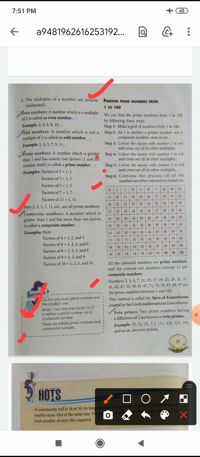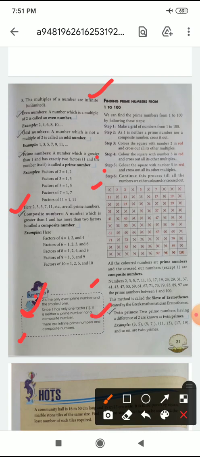So the numbers like 2, 3, 5, 7, 11, 13, 17, 19, 23, 29, like this up to 97, you see yourself, are the prime numbers between 1 and 100. You children, remember which are prime numbers. Okay. This method is called the sieve of Eratosthenes, created by the Greek mathematician Eratosthenes.